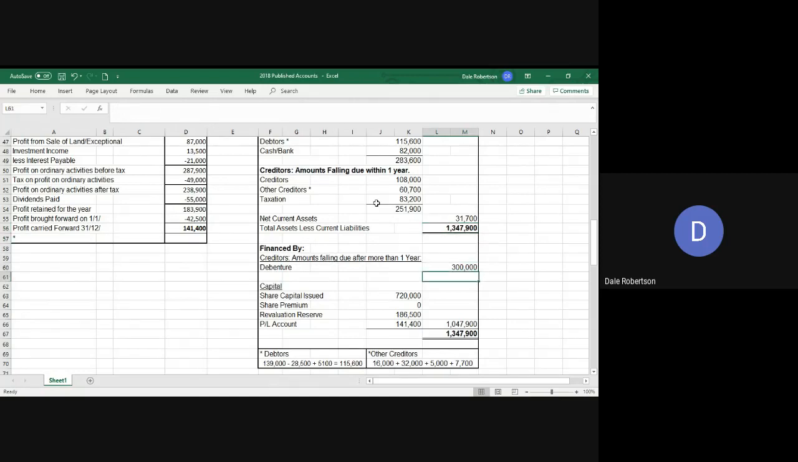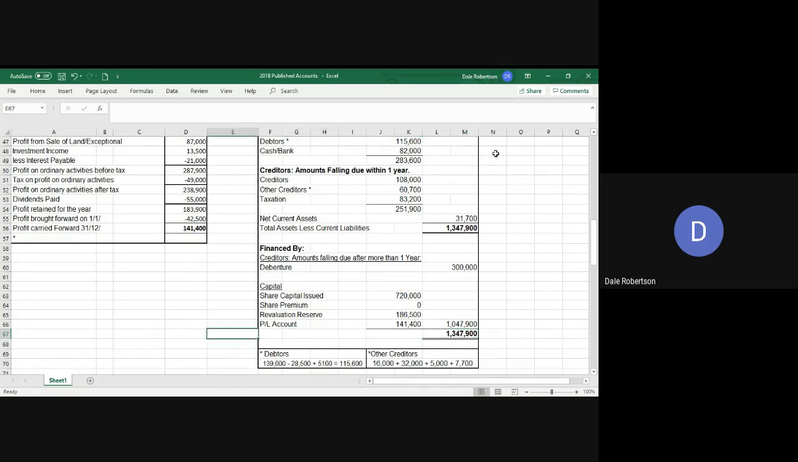1,347,900. The finance by section, well, you have your debenture, and the debenture is 300,000. Then you have your issued share capital of 720,000, no share premium in this question, but then you have your revaluation reserve, and of course, from the bottom of the first page, you have your P&L account. Capital employed must equal the total net assets, and that is the full set of accounts done.